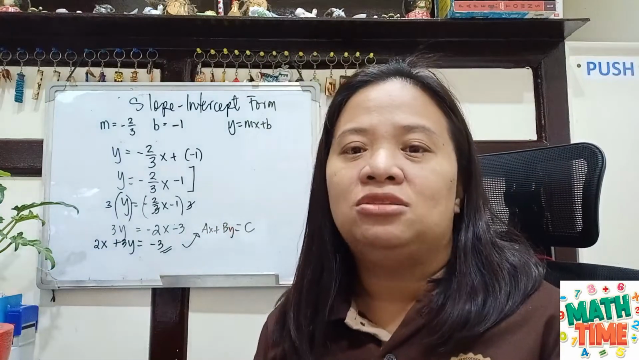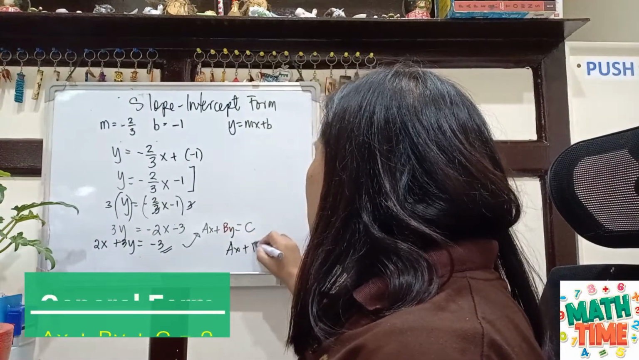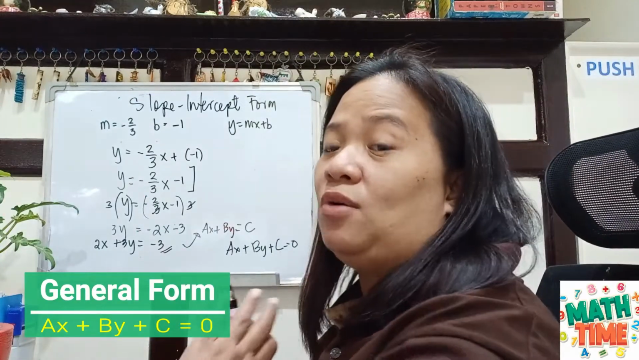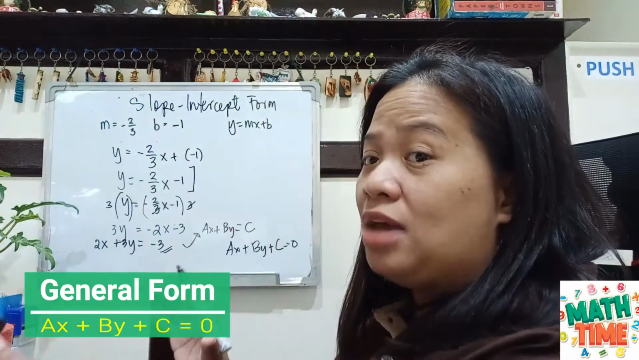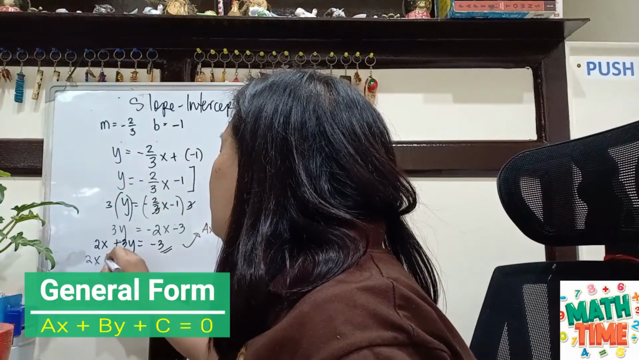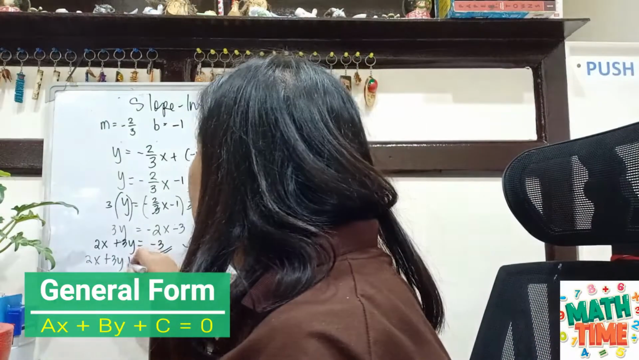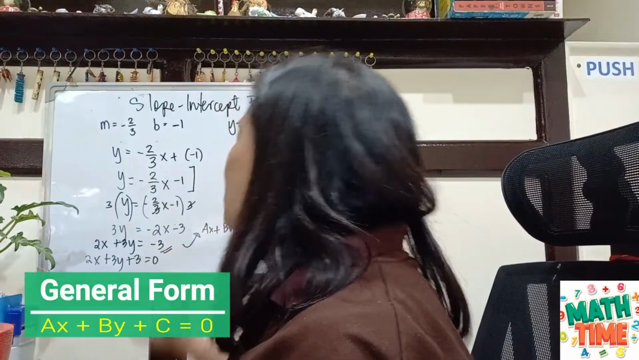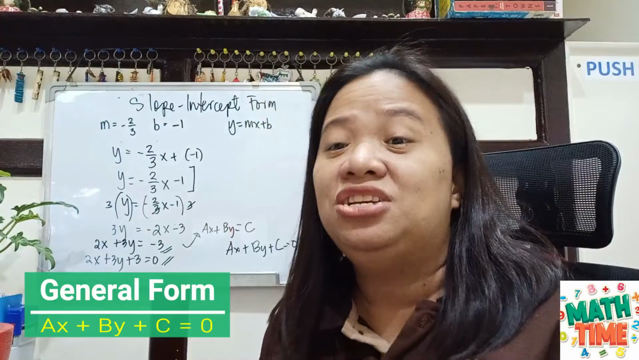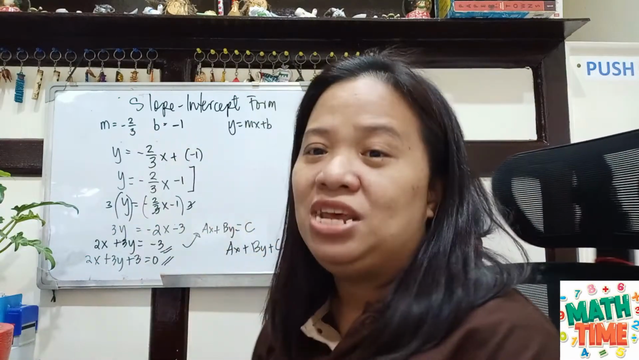But what if you're asked to write it in general form? That is in the form ax plus by plus c equals 0. It means you're going to transpose all the terms to the other side and equate them to 0. So it would become 2x plus 3y, negative 3 transposed to the other side will become positive 3. Then equate them all to 0. This is now our equation in general form, whose slope is negative 2/3 and whose y-intercept is negative 1.